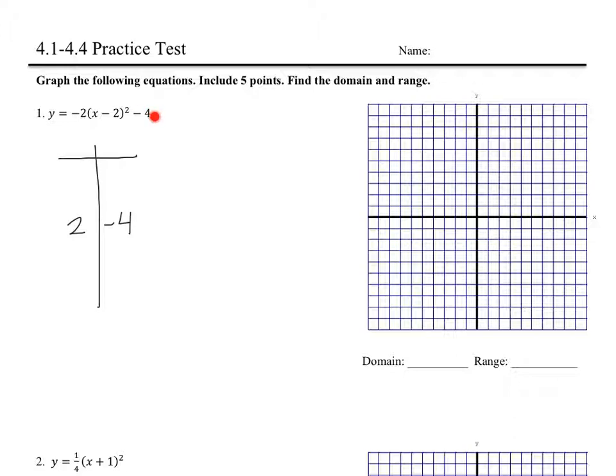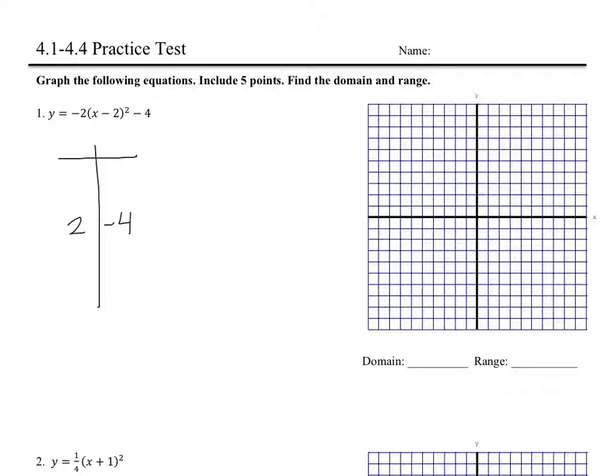Now, what I'm going to do is go into my graphing calculator, figure out what my other points should be. So you go into your y equals, and type in -2(x - 2)² - 4, and now when you're doing this, you want to make sure to highlight your vertex. So your vertex should be in the middle.